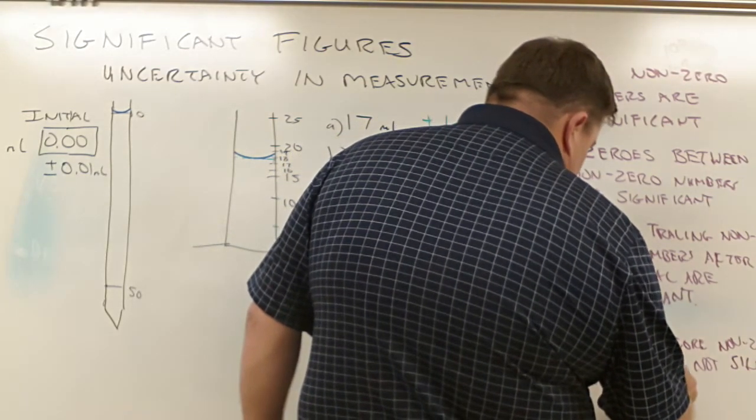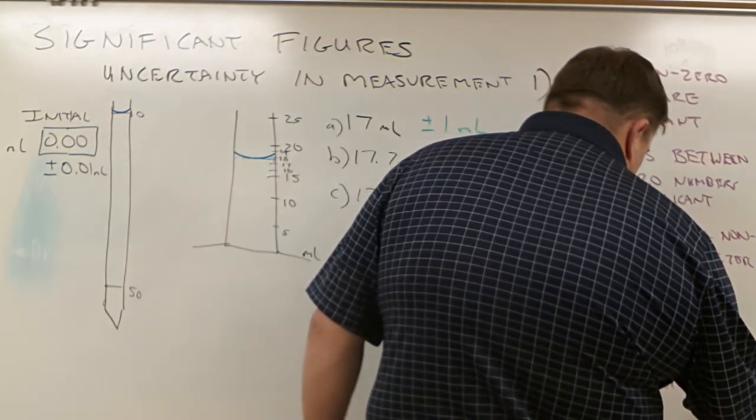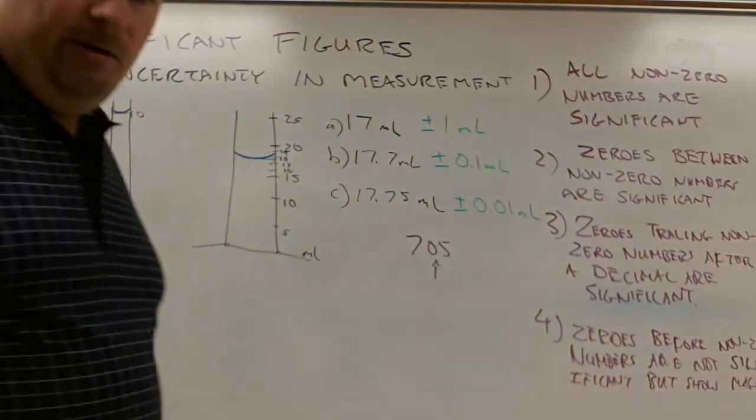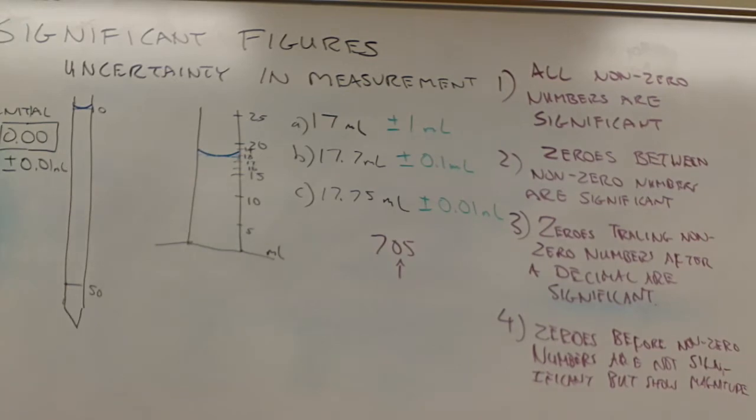But they do show magnitude. Okay? So they're non-zero and they do show magnitude. And let me turn this over. There we go. So now you can write those out.